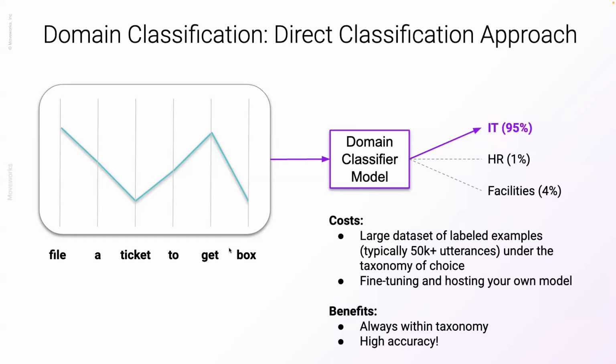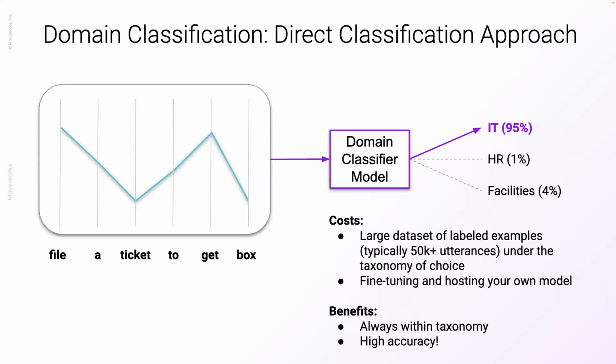Now, the cost of doing this is you need a large data set of labeled examples. Typically, at least in 2019 when we started doing this, you need over 50,000 of these to train from scratch, under a taxonomy of choice. So if you want to start adding new domains, it's a little expensive because you have to have examples that include new domains in the output space, because it's fixed to this specific taxonomy of options. And to do it, you have to fine-tune and host your own model, something we've gotten very good at. We have great ML ops and ML infrastructure to host all of these and do collective learning and so on.